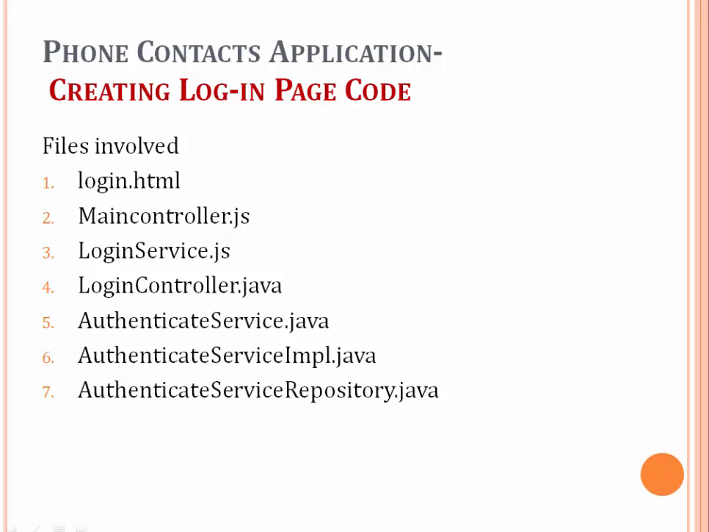The files involved in getting this functionality up and working are login.html, which is our main UI, mainController.js, which has the login method, loginservice.js, which actually calls the server side with the login information, logincontroller.java on the server side caters to this particular URL and calls authenticated service impl to go through authenticated service repository and get the user validated. We send the appropriate response back to the client using a logincontroller.java. Let's go through the code and try to understand how this thing can be implemented.